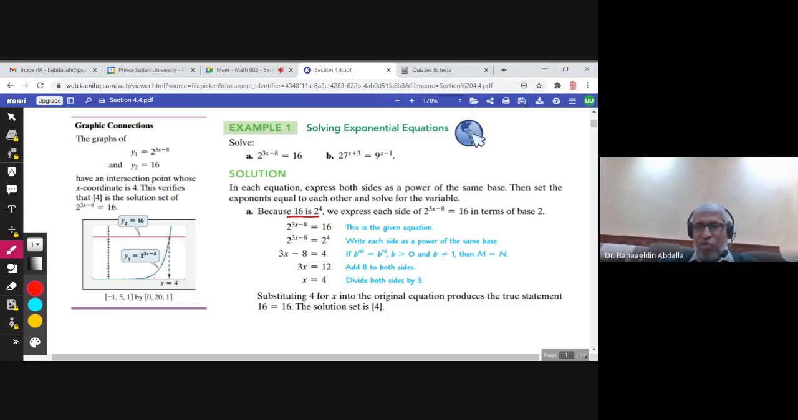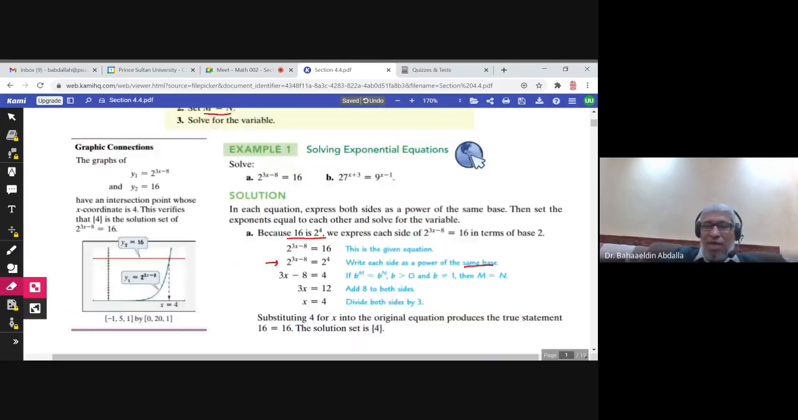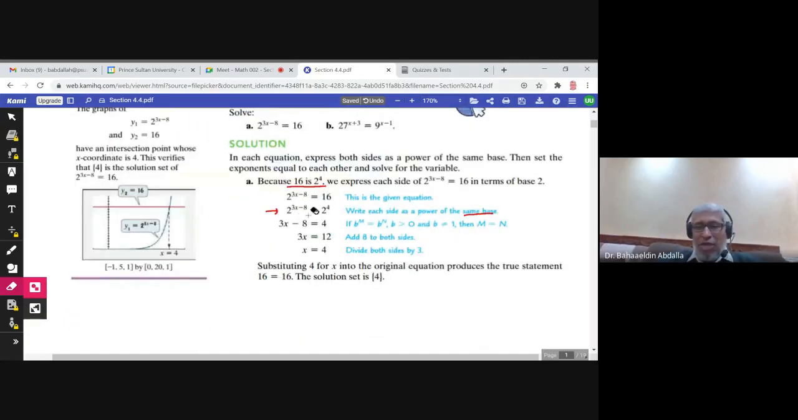16, you can write it 2 to the power 4. So 2 to the power 3x minus 8 would be equal to 2 to the power 4. So now we have the same base, which is 2 here and 2 here. Okay, good. Now using this fact, then m equals n. So 3x minus 8 is equal to 4.